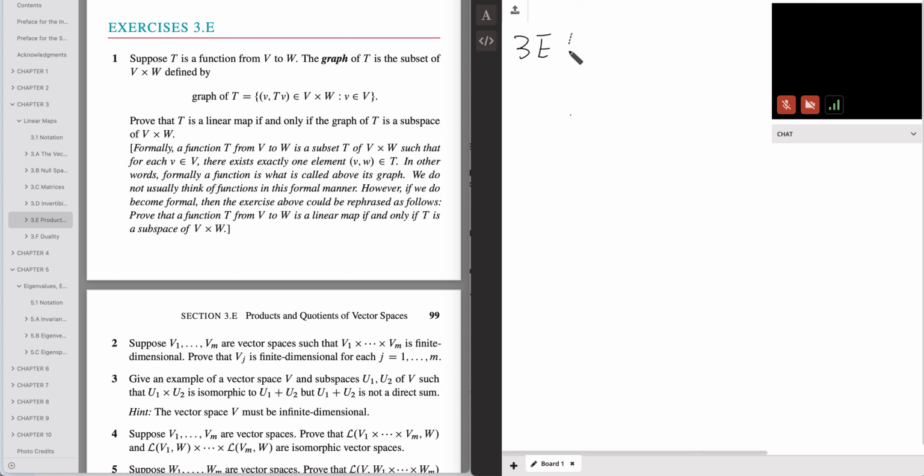Let's move on to 3E1. So let's say you have a subspace of the graph. Previously I remember that we proved that if you have a linear map, then the graph of such a linear map is a subspace. But then you want to show the other way around. If the graph of T is a subspace of V cross W, then T is a linear map. This is what you would like to show as well.